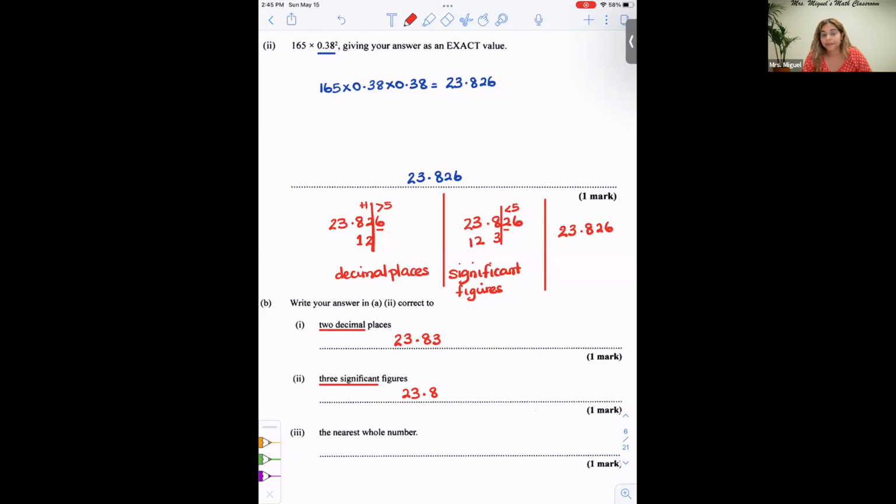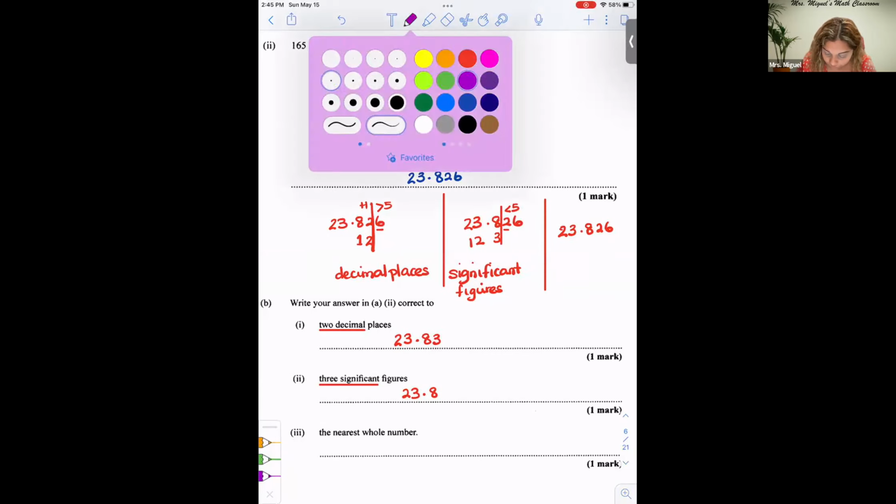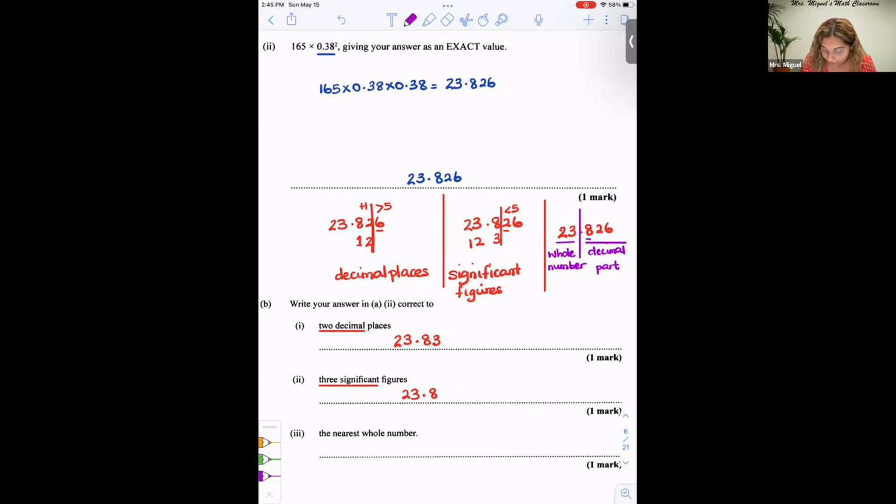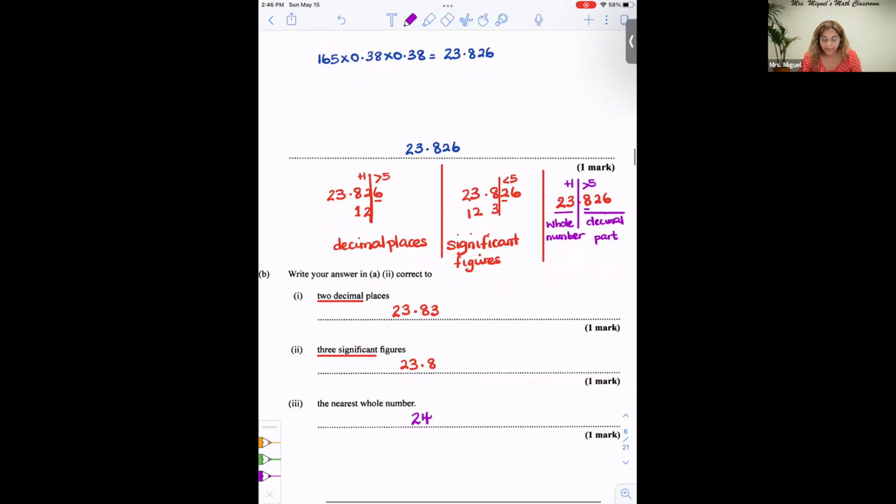Whole number now, 23.826, right? So we want to approximate this to the nearest whole number. So this is my whole number part. This is my decimal part. This is my cutoff because after the decimal point is the decimal part. This is greater than 5. So I add 1. So this becomes 24. Did anybody get that? Yes, miss. Yeah, miss. All right, so take down whatever you need.